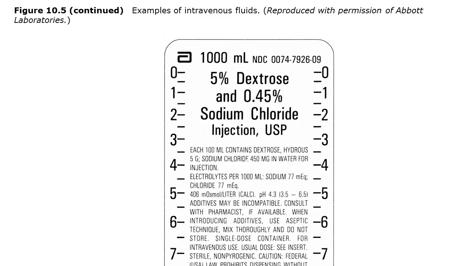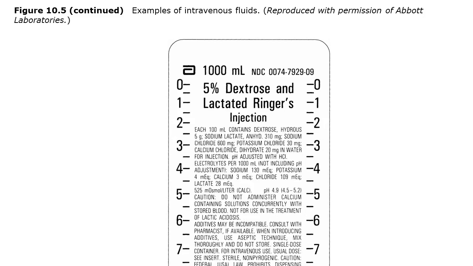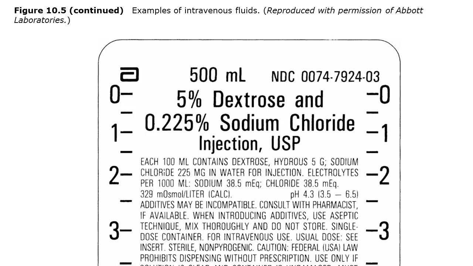The next one again is 1,000 milliliters of D5 in half strength, and the half strength is written as 0.45%. And this is an example of 5% dextrose and lactated Ringer's, 1,000 milliliters. And this could be a 500 milliliter bag of D5 quarter strength. And the quarter strength sodium chloride is written as 0.225%.